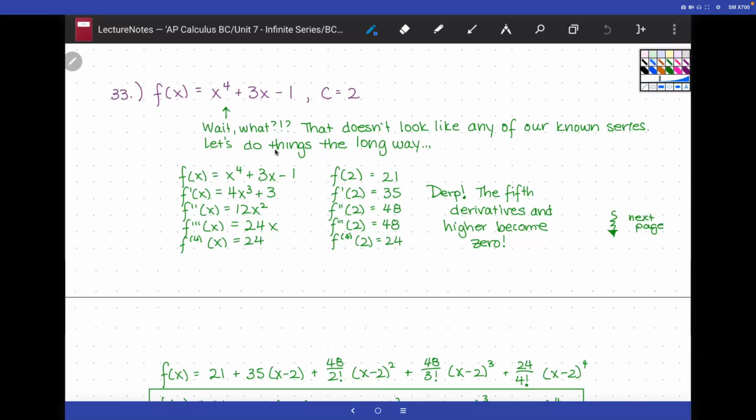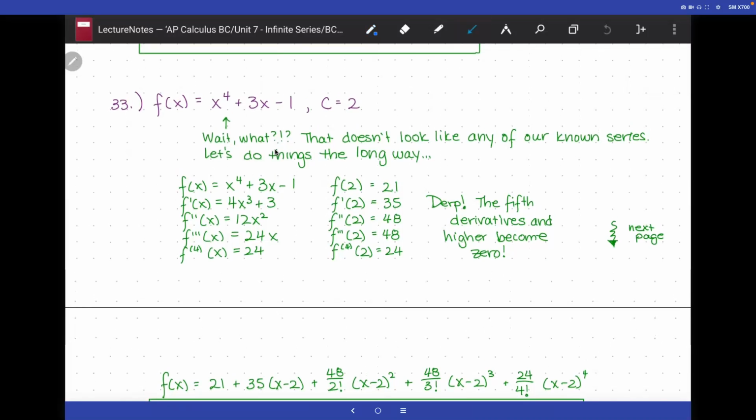So, with this guy, what's going on here? Wait, what? That doesn't look like anything. Well, let's just see what happens if we do this through brute force, and then you start to see what's happening. So remember, to find the Taylor series expansion, if we don't have a nice shortcut formula, we just have to use the long one. So you have to find all the derivatives.